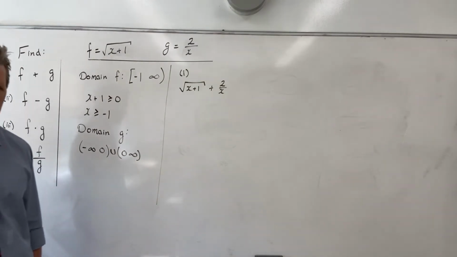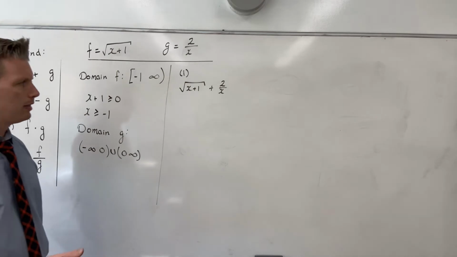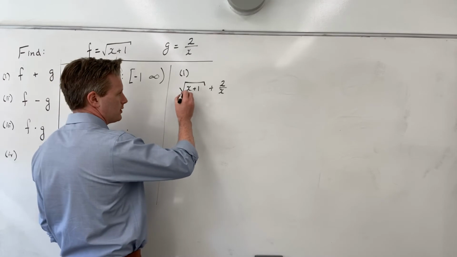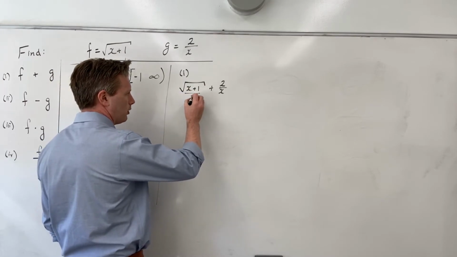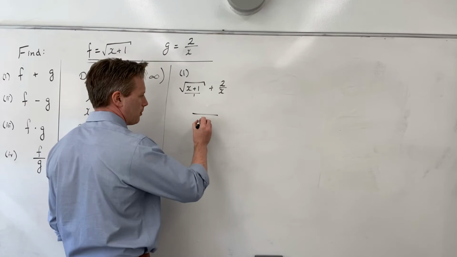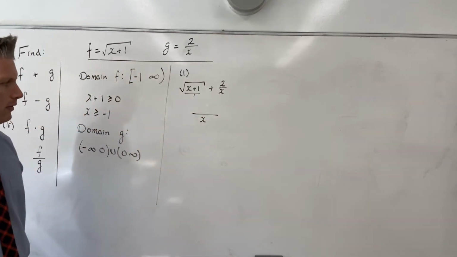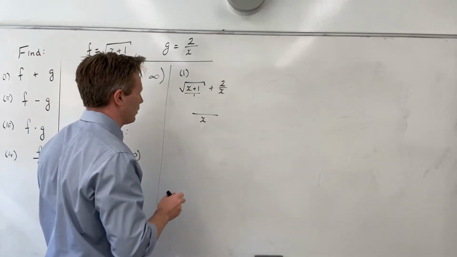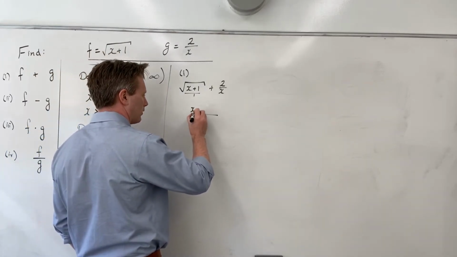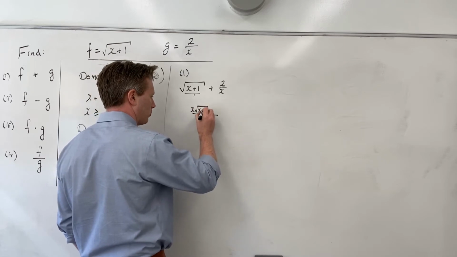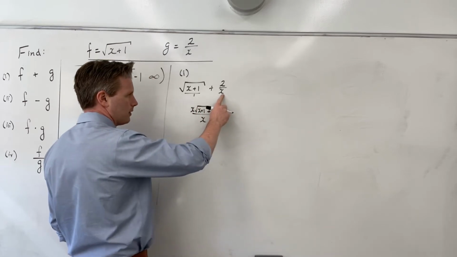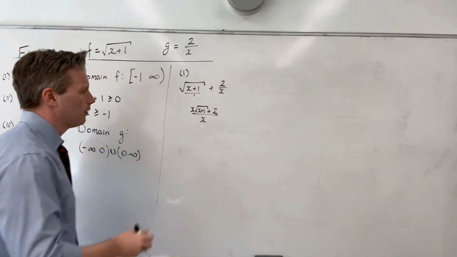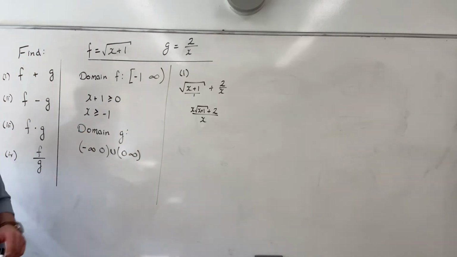I might be tempted to just leave it like that, but I will combine them. I will find a common denominator. If I consider the square root of x plus 1 as the square root of x plus 1 over 1, I will have a common denominator of x. And so 1 into x goes x times the square root of x plus 1, which is simply x times the square root of x plus 1, plus x into x goes once times 2 is 2. And so that is the sum of my two functions.